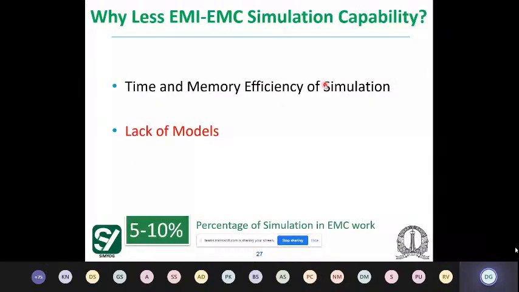So primarily there are two reasons why this is not there in the industry today. One of them is the time and memory efficiency of the propagation simulation. There are great tools available from ANSYS, Dassault, and others to do this. But it is such a complicated problem that the size of the matrix we have to solve is quite large. It takes a lot of time, with the complexity of the cables, twisted cables, and PCBs with multiple layers.